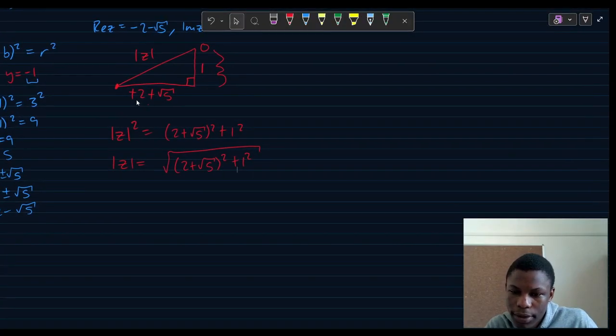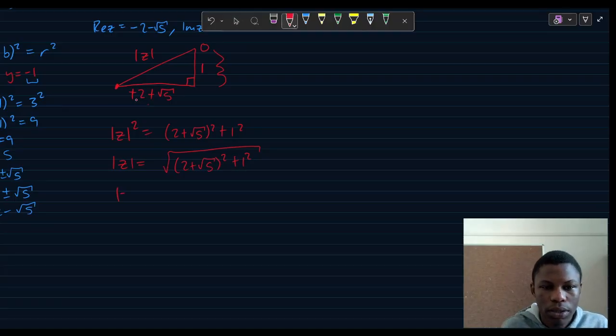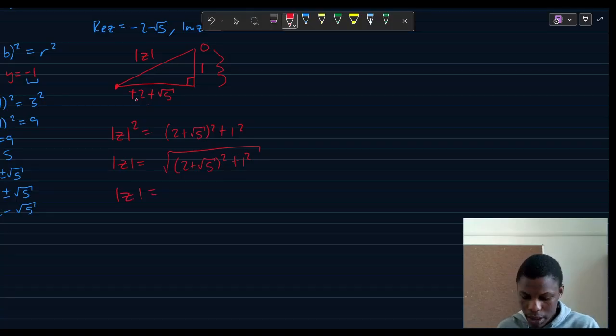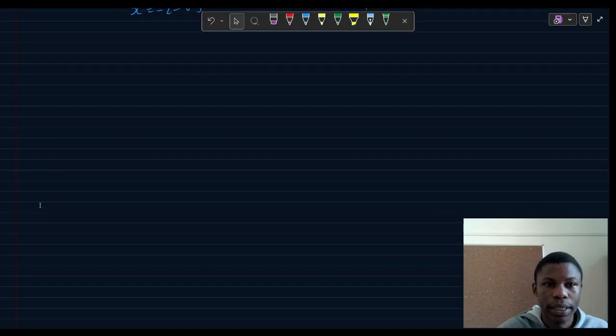In this case, they have not specified if they want this as an exact value or not. So I will punch this into my calculator and get that this is the square root of 2 plus root 5 squared plus 1 squared, which gives me 4.35, correct to 3 significant figures. So that's number 3 done.